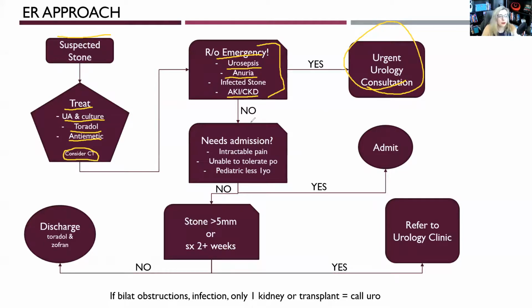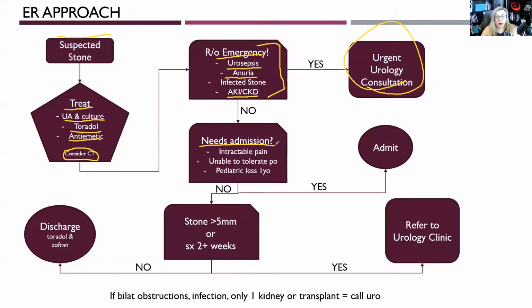Okay. If they do not have any of these things, you got to ask yourself, does this person require admission? Now, you already know that I've done a podcast topic on this. However, if you haven't listened to it yet, I recommend it. But one of the reasons why we admit patients from the ER is intractable pain. And that means that no matter what you're giving them, opiate, Toradol, all the things, maybe they have a lot of allergies. If you can't control their pain, kidney stones really do hurt.